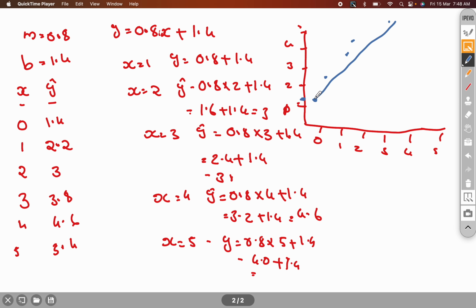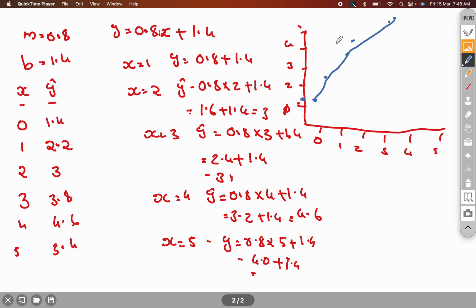Okay, so the line is not correct, let me correct this. The line will be passing through all these points. So this will be our best fit line. So this is how we can solve it mathematically.